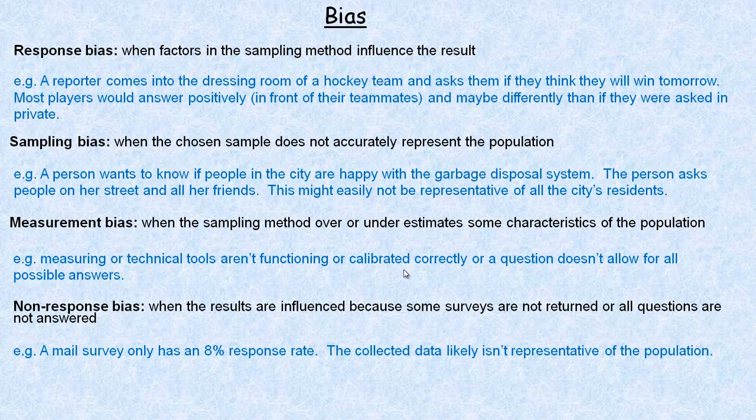So let's say that a mail survey has only an 8% response rate. The collected data probably isn't too representative of the whole population if only 8 people out of 100 returned it. So mail surveys aren't a good way to collect data because the return rate is often so low. In fact, another thing that confounds the problem is that a lot of the time, the only people that return them are the ones that feel really strongly about this particular topic. Maybe they're even upset or angry about it. So if you're only getting people that have some kind of a vested interest, then you're not getting what the whole population thinks about something. So that's non-response bias.